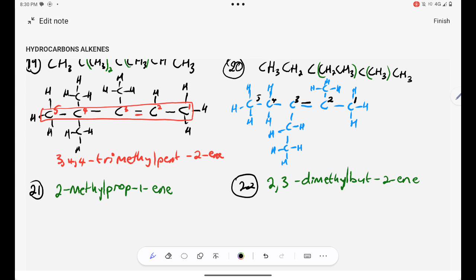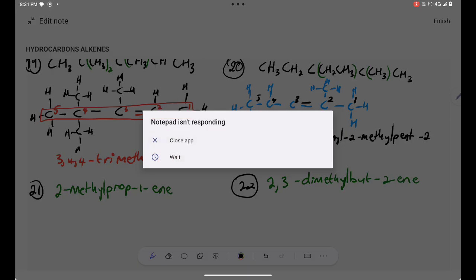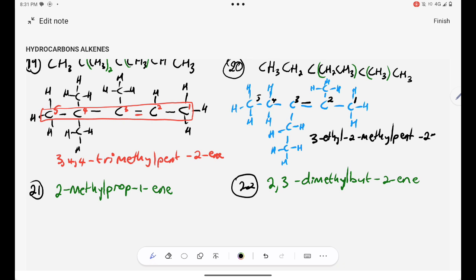Remember that, guys, we must always start numbering from the terminal which is closer to the double bond. Right? At carbon number 3, I have my ethyl, and then at carbon number 2, I have my methyl. The parent chain has 5 carbons. That's pent. That's pent-2-ene.